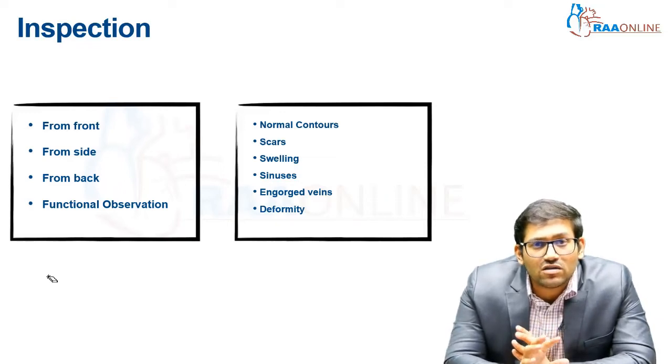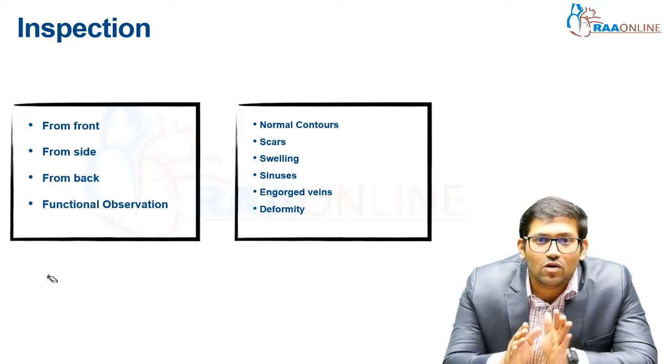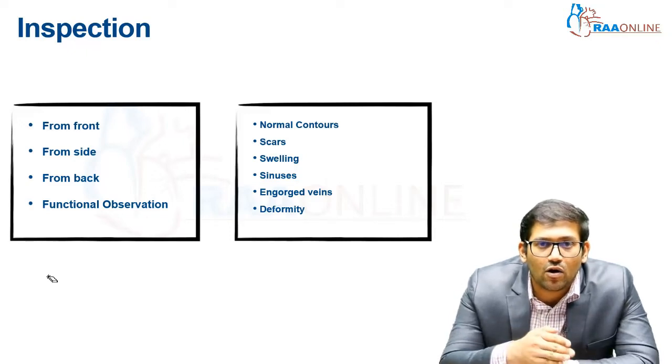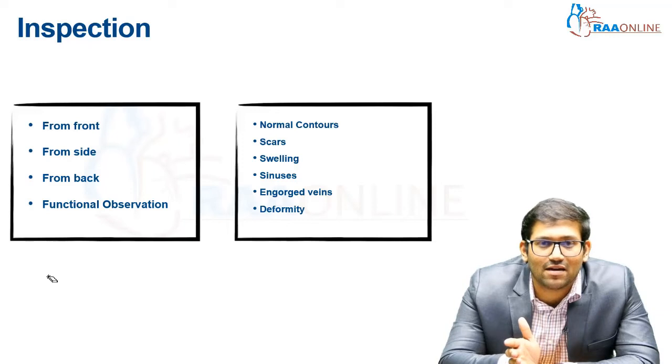The first thing that you need to look for in inspection is to know what is normal. The normal contours seen in a patient with an extended knee: first see the patella, whether it is visualized. If it is visualized, look for the parapatellar recess or the parapatellar hollow. Recesses tell you whether the joint is dry or if the joint is full.